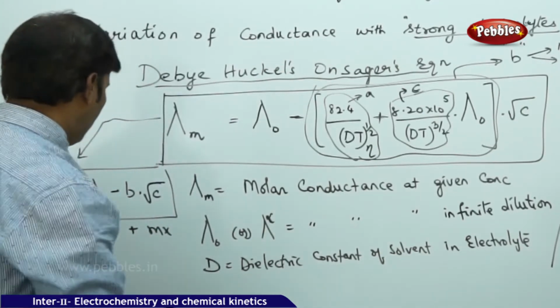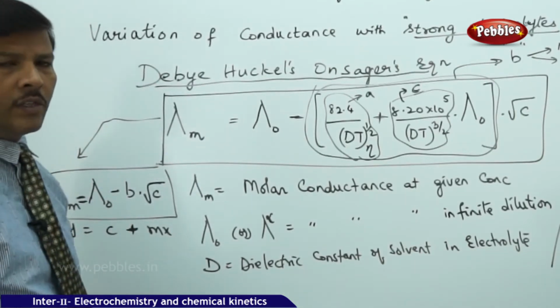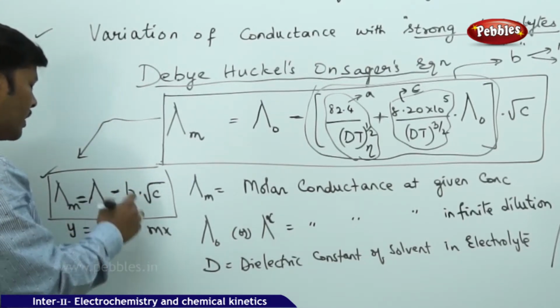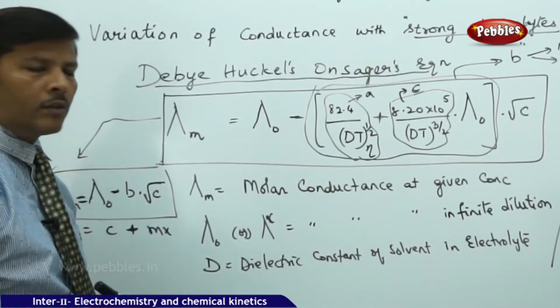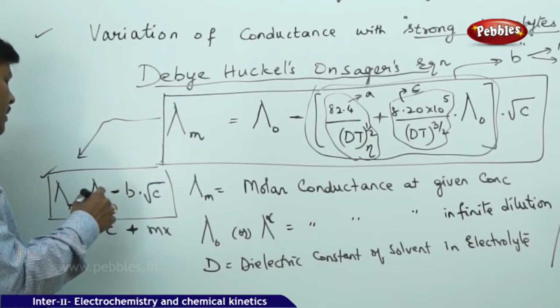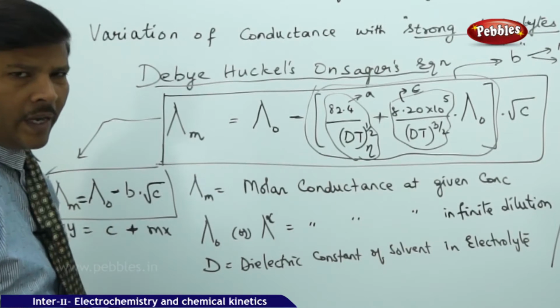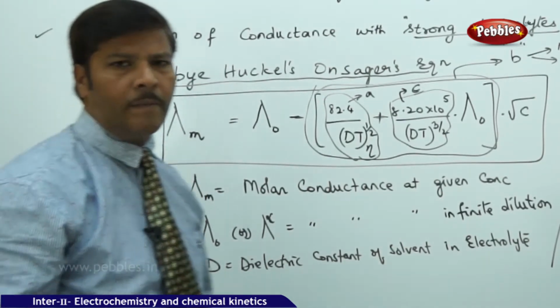So that means it's very clear that once you are obtaining the expression y = mx + c, to obtain the graph, the slope is negative: minus of b is going to become the slope. So you get a straight line with a negative slope, and you can see that the equivalent conductance at infinite dilution, lambda naught, is extrapolated at the y axis. So let us see what kind of graph we are going to get from this expression.